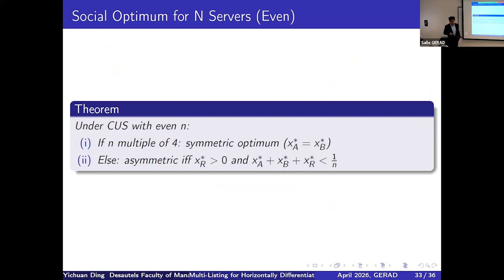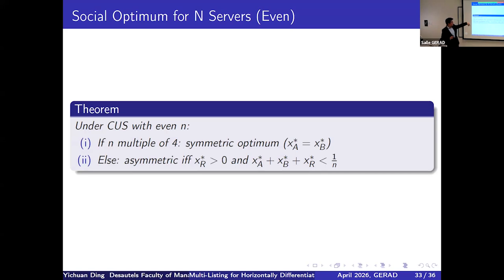Still, what's the social optimal? Originally, we show social optimal could be asymmetric when n equals 2. Right? Now for big N, what will be the social optimal? We show that if N is a multiple of 4, so actually even order is not what matters. The magical number is 4. If N is a multiple of 4, then always there is a symmetric optimum. Always there is a symmetric optimum.